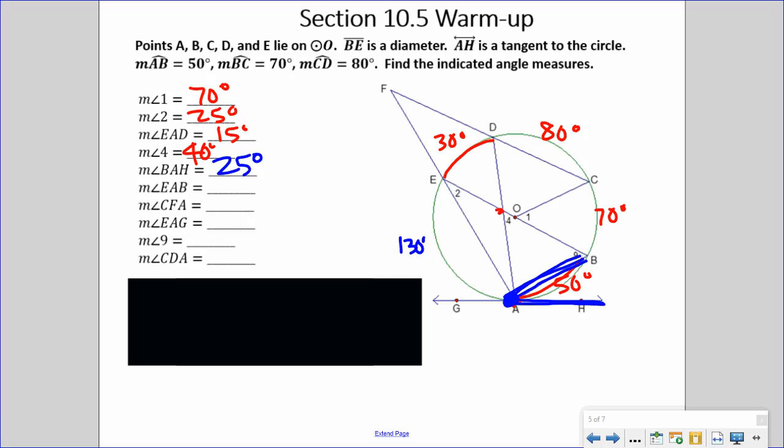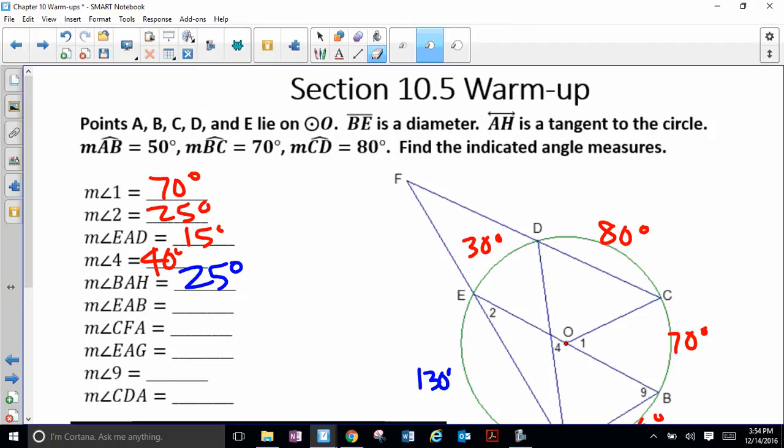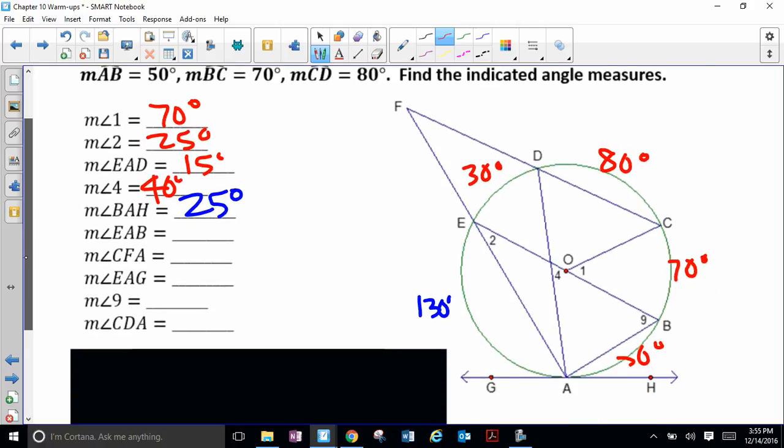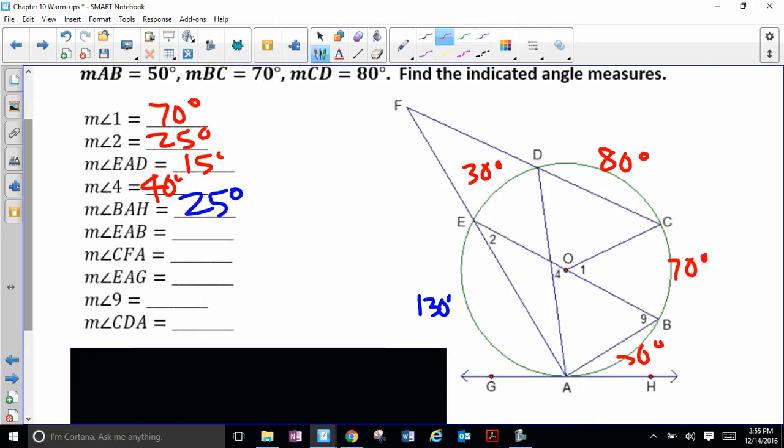There's a bunch of stuff here. Okay. So then now we have BAH. So B to A to, oh, I already did that one. I want EAB. E to A to B.